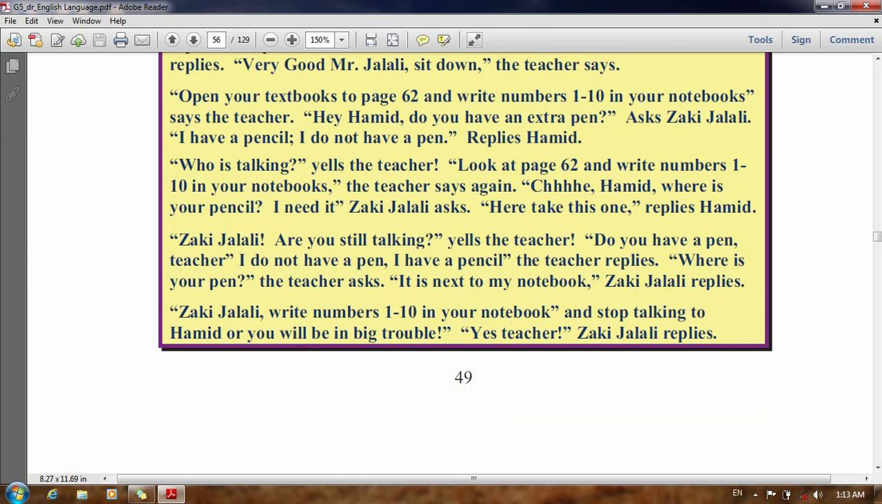Zeki Jalali, write numbers 1 until 10 in your notebook and stop talking to Hamid or you will be in big trouble. Yes, teacher.